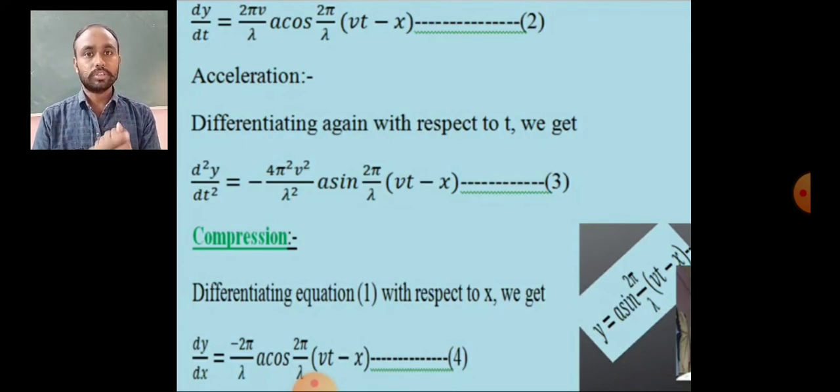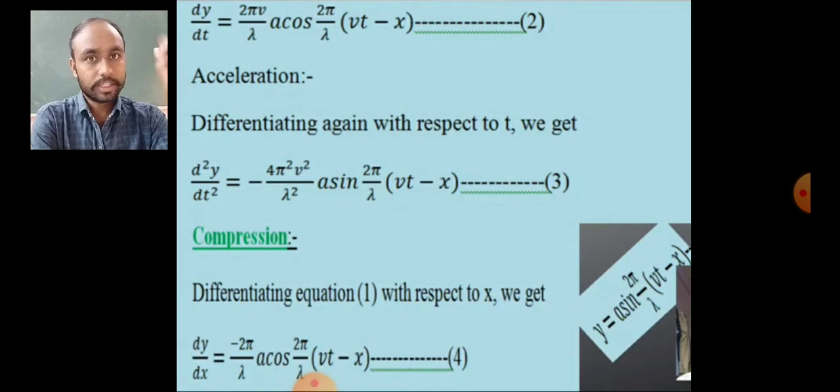And this compression you can simply find if you know the displacement of the particle which is performing simple harmonic motion. Differentiate that displacement with respect to x. That means dy by dt is the particle velocity, so similarly dy by dx will give you the compression.